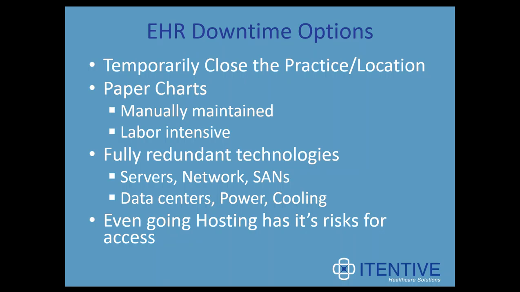We're updating our systems. We can implement fully redundant technologies. So we can implement additional servers, we can implement an additional network, another data center, more power systems, more cooling systems. But when we do that, we're adding more costs and increasing the cost, and we're adding more components to what I just mentioned as far as the complexity of technology. We could go to hosting, but that has its risks as well, because with hosting you still have to get to the internet to be able to get to your system. So you still have that issue as well.